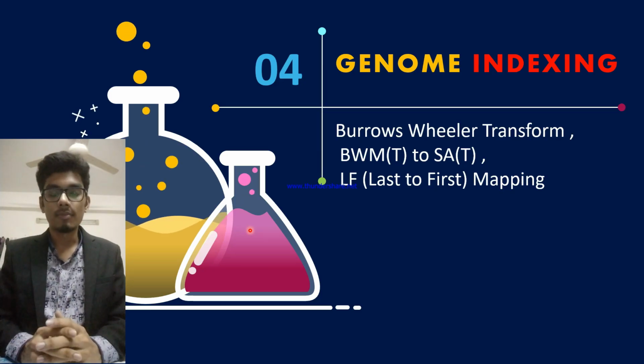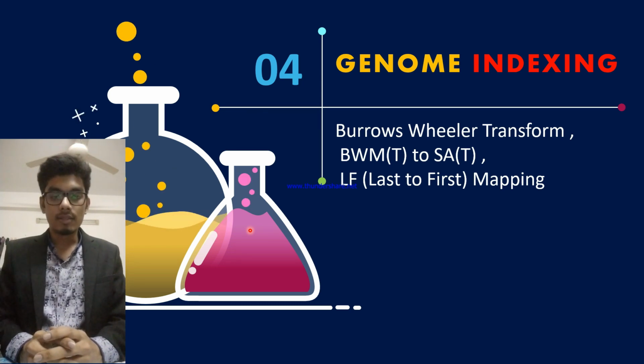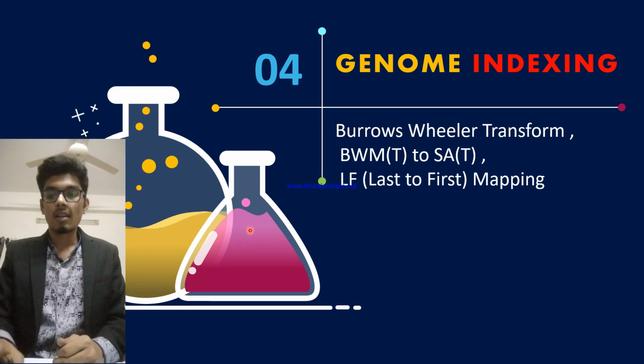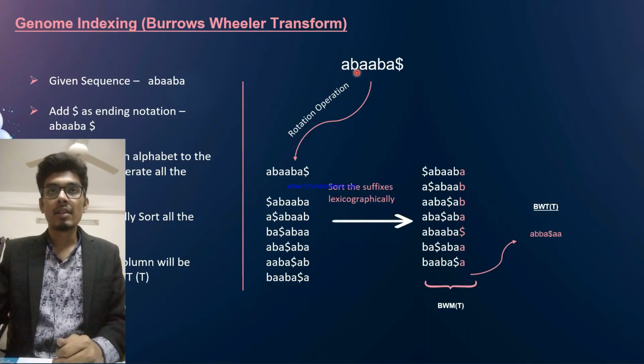Assalamu alaikum sir, my name is Mohsin. My ID is 1539. I will describe the Burrows-Wheeler transformation. Suppose I have a sequence like A, B, A, B, A. I have to put a dollar sign at the end of the sequence.